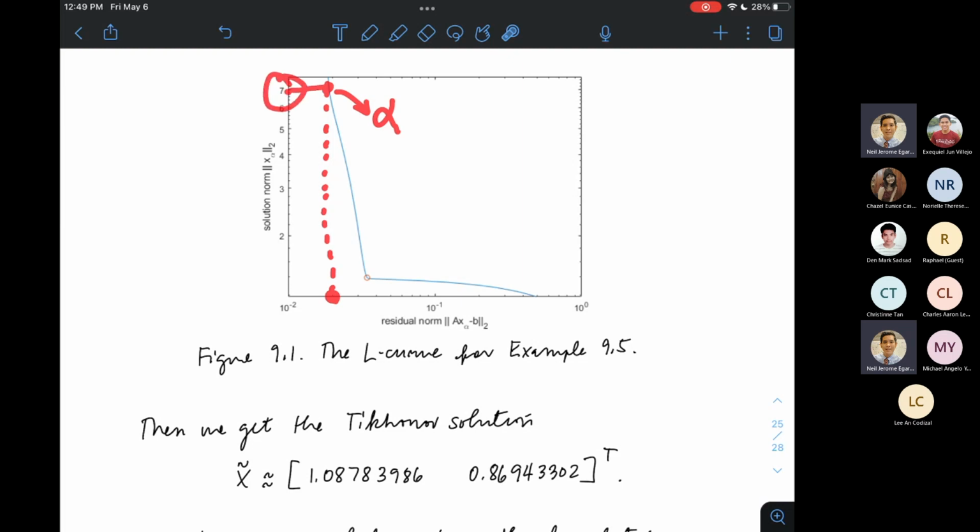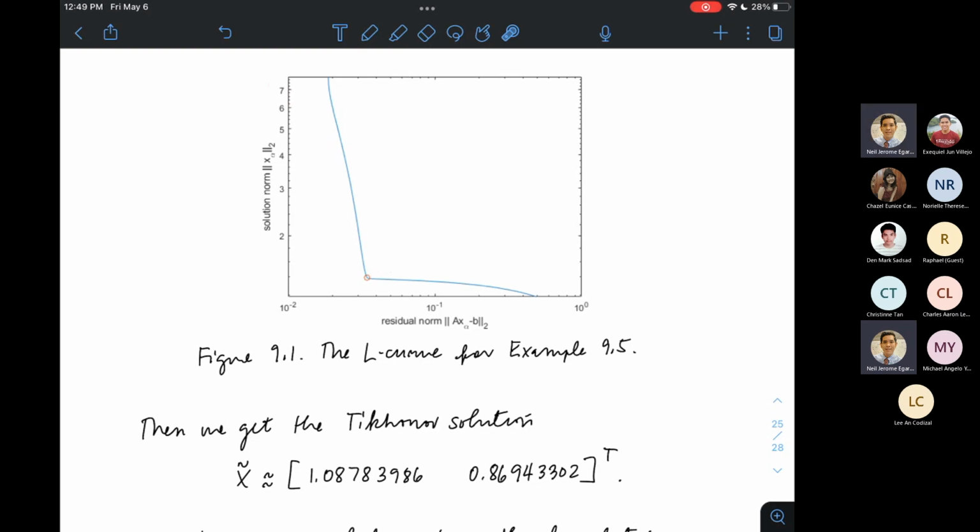Ibig sabihin, maganda nga yung solution na makukuha ko, pero ang laki nung sensitivity niya dun sa right-hand side perturbations. Okay? Pag dito naman ako sa kanan kumuha, hindi nga siya sensitive sa perturbation kasi napakaliit ng solution norm, pero ang laki ng error. Yung residual norm is more than 10 to the negative 1. So we are really striking the balance, and apparently that will be obtained in the corner of the L curve.